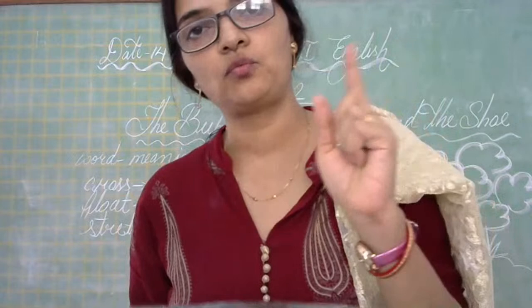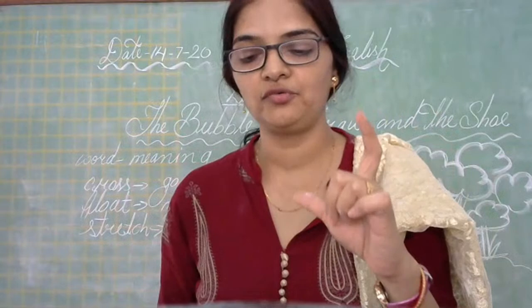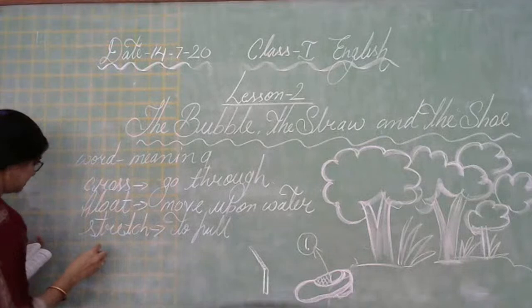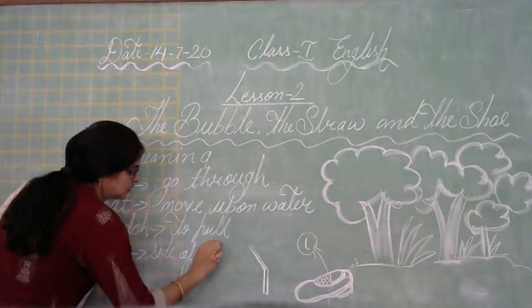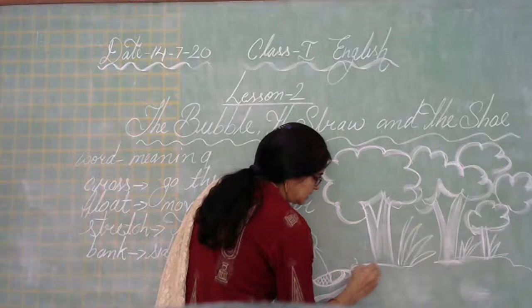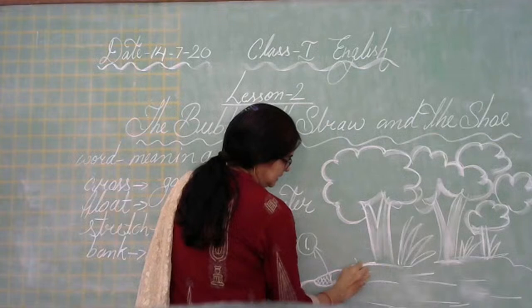Here the word bank. There are two meanings of bank. One meaning is where your father deposits money. But in this story, the meaning of bank is the side of the river. This is the river. So this part is called the bank.